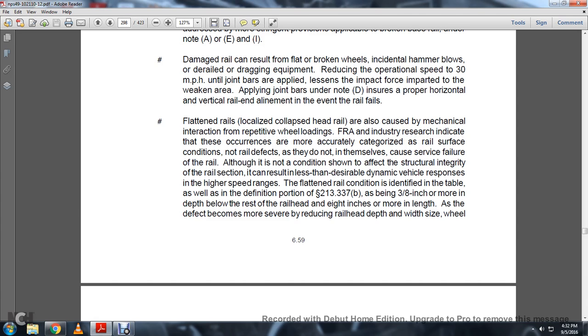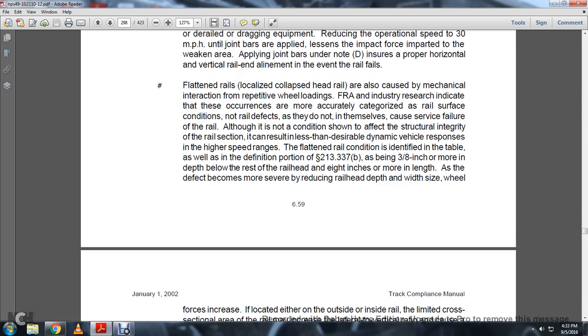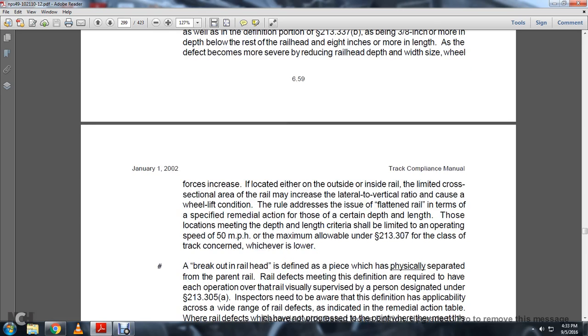At the higher speed ranges, the flattened rail conditions identified in the table, as well as in the definition of 213.337B, are 3/8 of an inch or more in depth below the rest of the railhead and 8 inches or more in length. As the defect becomes more severe, rail depth and width are reduced and wheel force increases. It is located on either the outside or the inside of the rail.